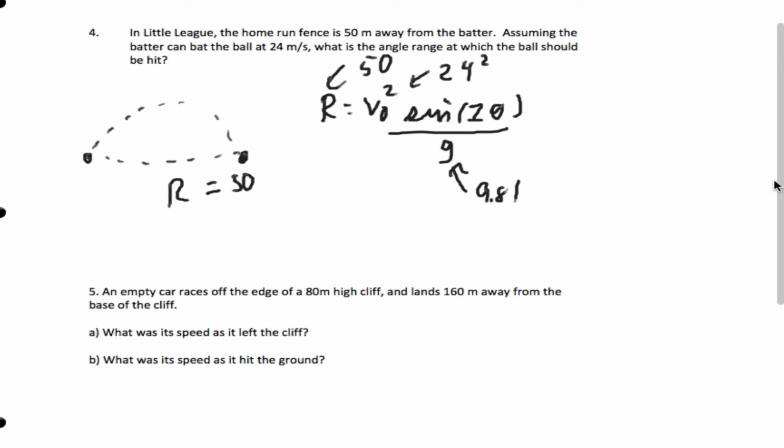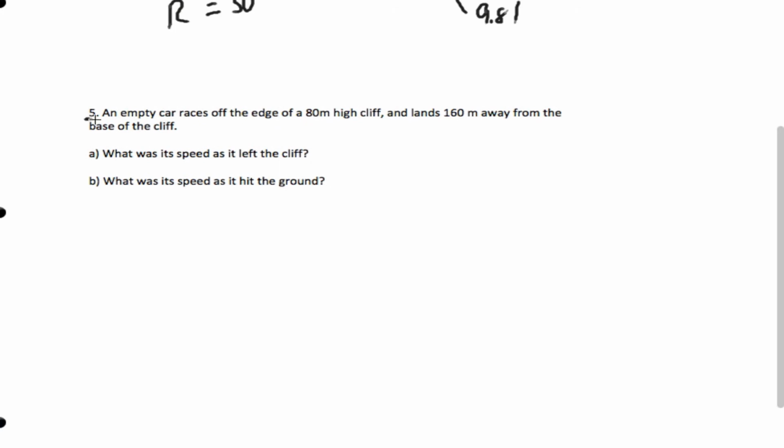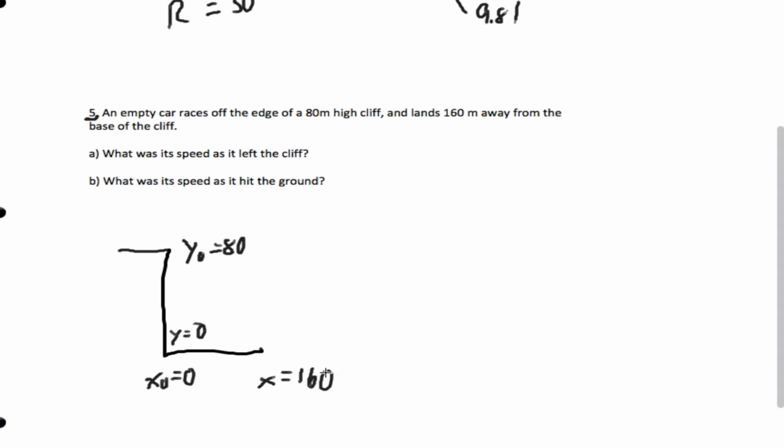Wow. Now this question number 5, this is exactly related to the problem that you did in class where we have an 80-meter high cliff, so y naught is 80. And then y is going to be 0. We have x naught is 0 because it's always 0. And then x equals 160. You've actually done this problem in class. At least you've done part A in class.